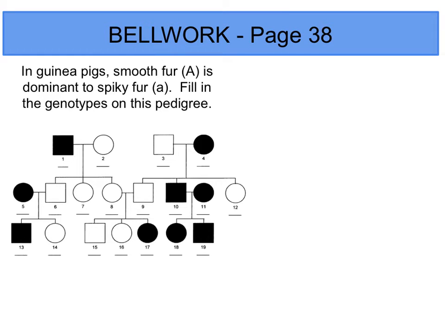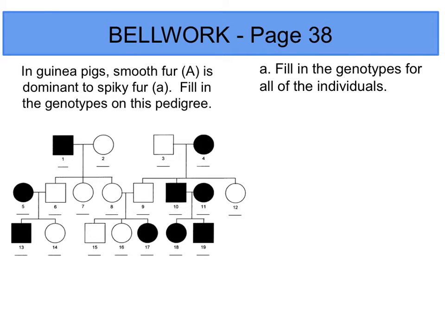All right, the rules tell us that this pedigree is a family tree of guinea pigs, and we're following the trait of fur type. You can have smooth fur, which is dominant, or spiky fur, which is recessive. And this question asks us to fill in the genotypes on this pedigree. Remember, genotypes are the combination of two letters, and so we're trying to figure that out for each one of these individuals on the pedigree.